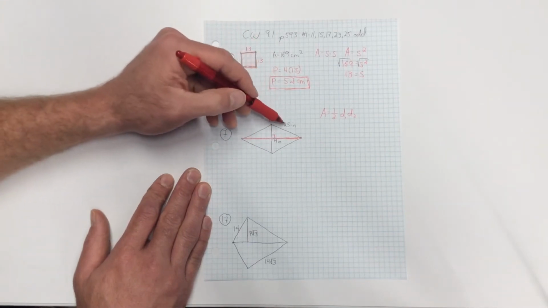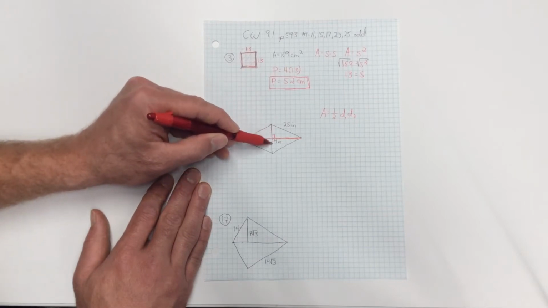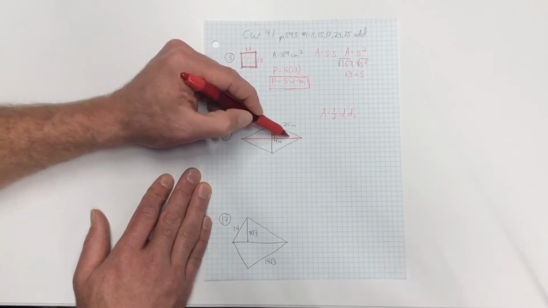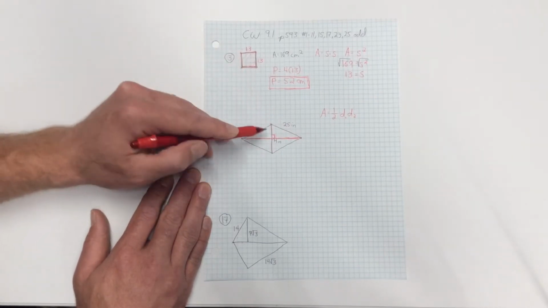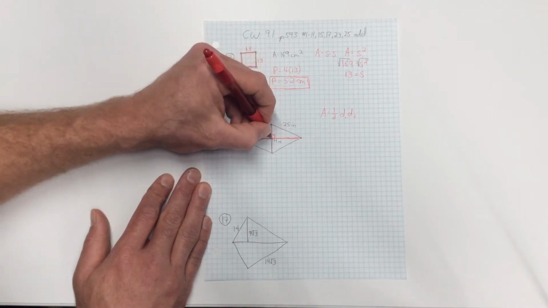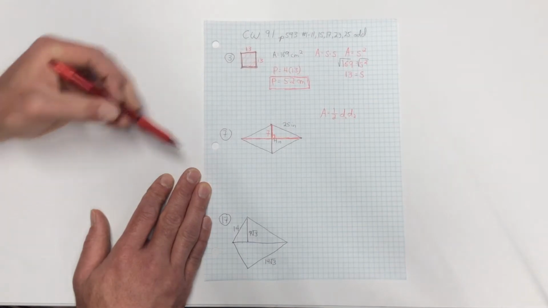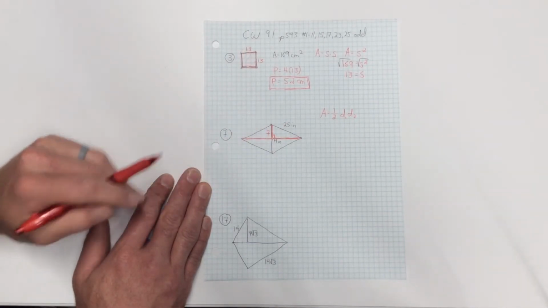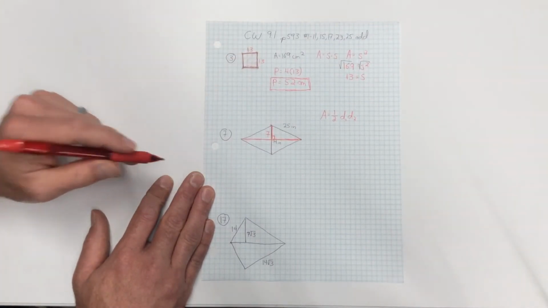So I know that this is 25. Do I know this distance? Well, I know the entire thing is 14. And if we remember back, rhombuses' diagonals always cut each other in half, bisect each other. So if the whole thing's 14, you guessed it, this piece just here must be 7. So I have a right triangle with a hypotenuse of 25 and one of the legs of 7. How do I find the other leg?